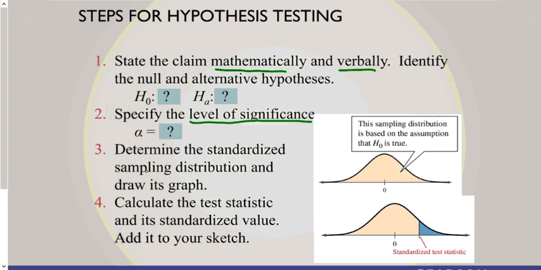Then you're going to determine the standardized sampling distribution and draw its graph. Okay, so the standardized distribution, remember, has a mean of 0 and standard deviation of 1. We're going to draw the graph, and then we're going to shade the area, calculate the test statistic and its standardized value, put it on your sketch.